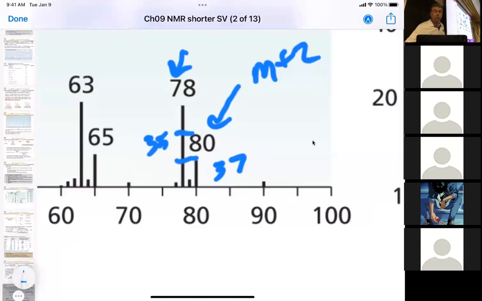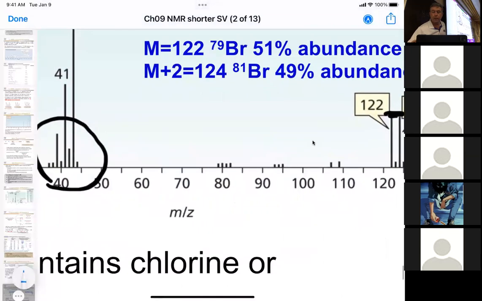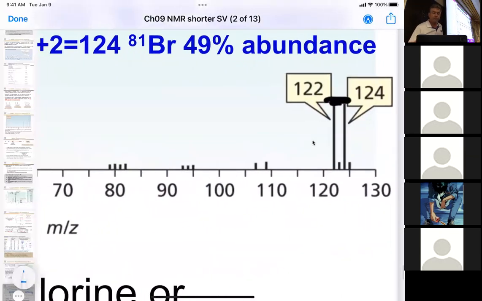Okay. So what does bromine look like? Well, bromine is a little different because they are the same height. They're almost exactly the same height, but it's an M plus 2 peak. So this is our M, and then this is our M+2.